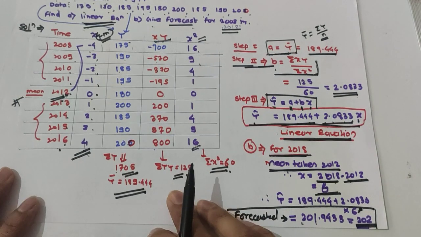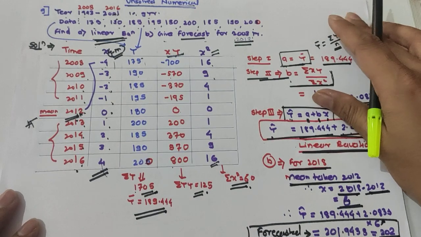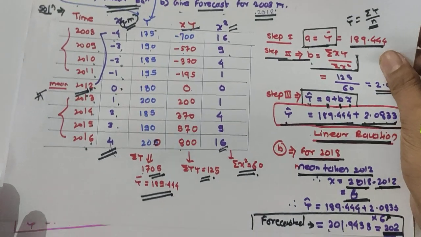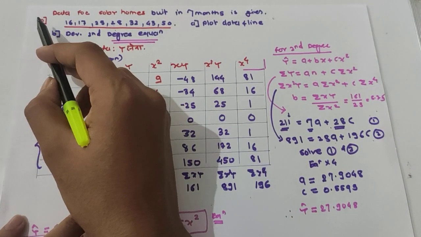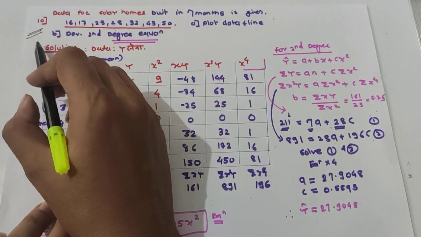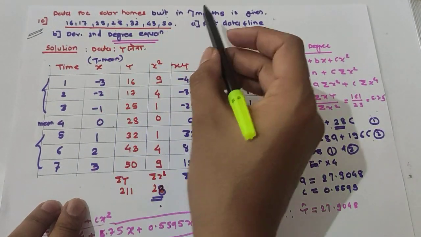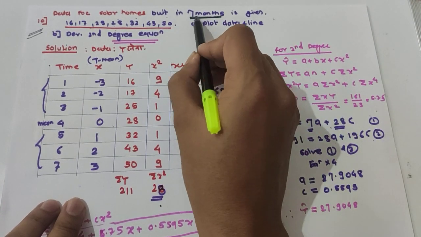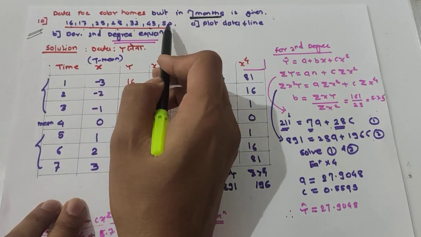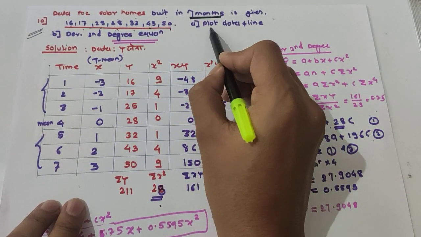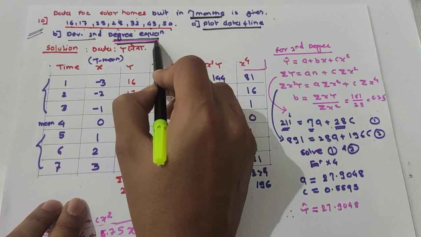So in this example we have seen the linear equation. Now in the next example we will see the second degree equation, that is x square. See friends, this is problem number 10, the 10th numerical in your Macmillan book. So what they are saying: data for solar homes built in 7 months is given. For 7 consecutive months, the data is 16, 17, 25, 28, 32, 43 and 50. And they are saying plot the data line and derive the second degree equation.